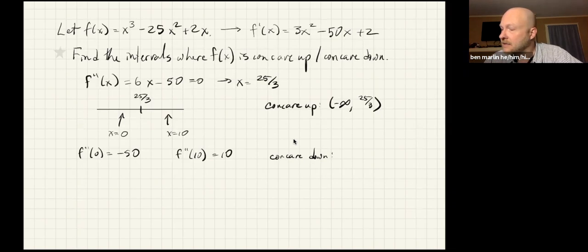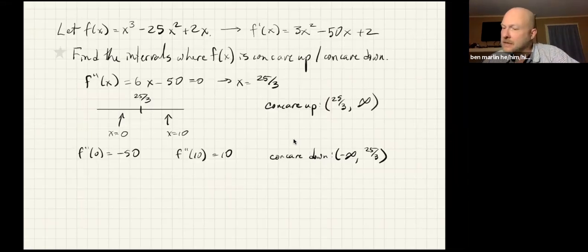And then concave down is going to happen from, wow, I'm sorry, folks. I just wrote that in totally the wrong place. Sorry. The concave down was where it was negative. So that should go over there. And then concave up is going to go from 25/3 off to positive infinity.